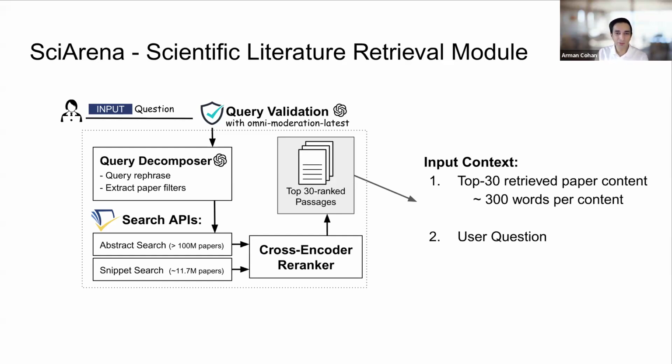You might ask, why 30, why not 50, why not 100? In initial experiments, we did a little bit of hyperparameter study and found that 30 is kind of the sweet spot. If you go beyond 30, some of the models that we test may go out of context. And also, with more passages, it seems more difficult for the models to aggregate information across so many papers.